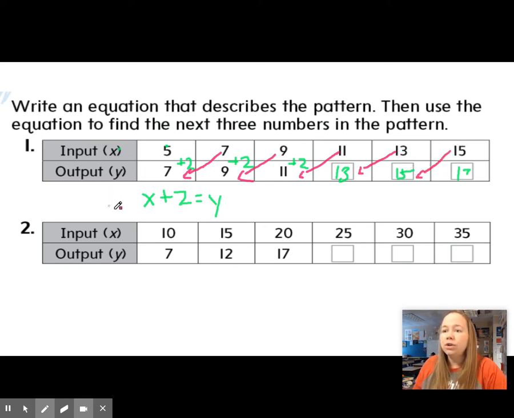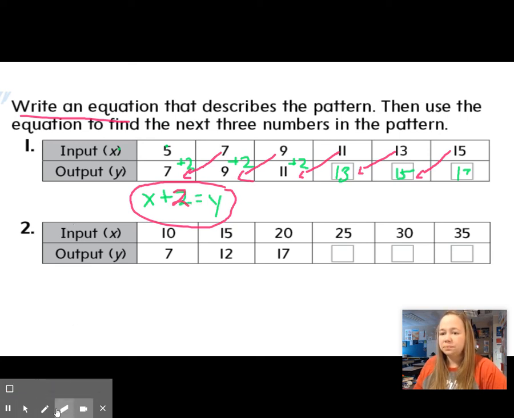However, they want you to write an equation. And I don't know how you'd write this as an equation. So here's our equation. That's a 2, friends. I know it doesn't look like a 2. That's a 2. All right, let's look at the next one.